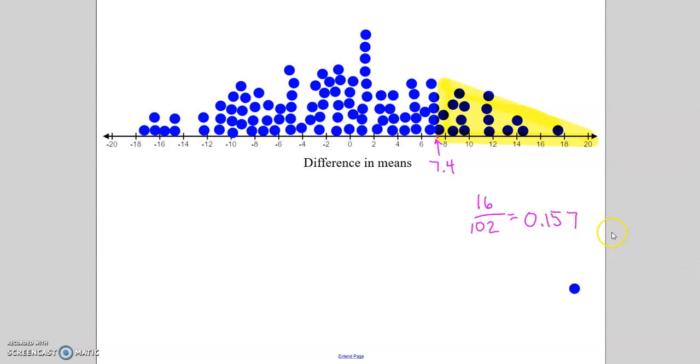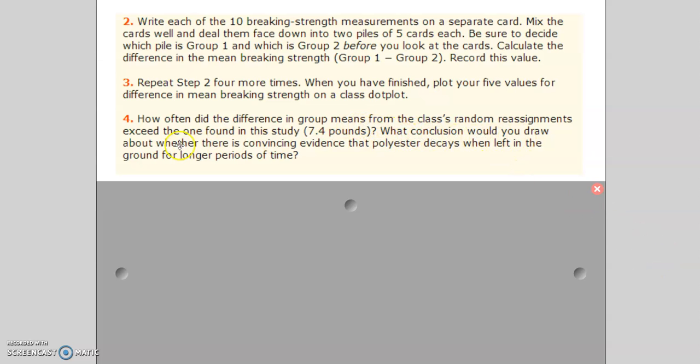of the time. Now again, this number right here is basically a p-value. It's the area under the curve to the right of this value that we got in our actual sample when they actually did this experiment. So this is the chances of getting a value this extreme or more extreme, assuming the treatments don't make a difference.